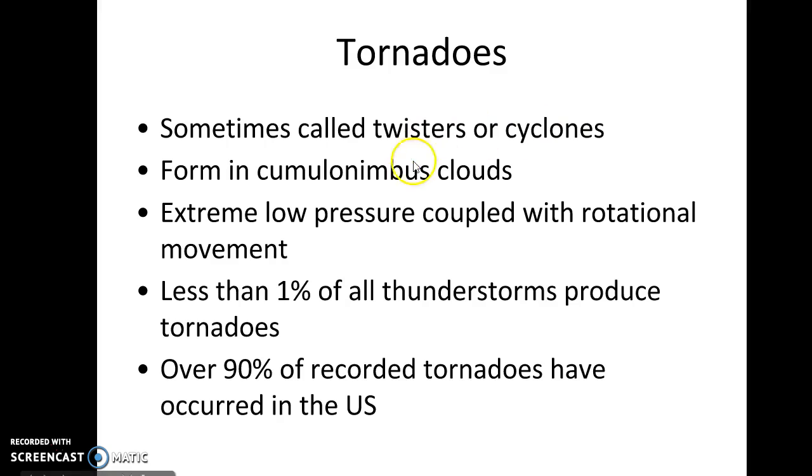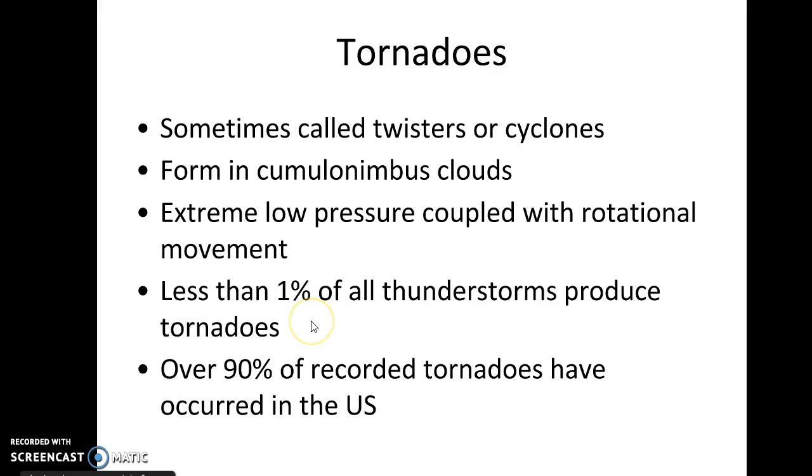In order to get a tornado, we need to have a cumulonimbus cloud. So we're talking about those tall anvil-shaped clouds, severe weather associated with them, thunder, lightning, that type of thing. In order to get a tornado, we have to have extreme low pressure along with rotational movement.